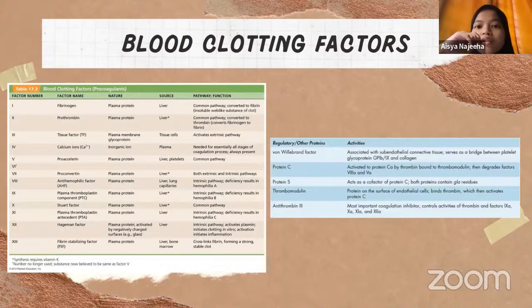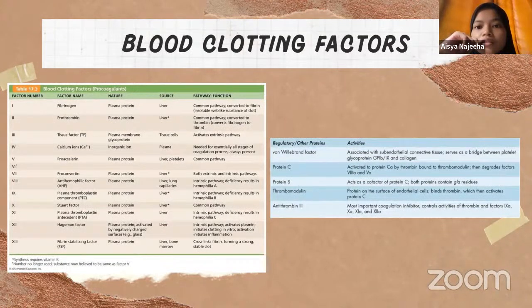The second one is factor number 2. Its name is prothrombin, and like fibrinogen, it is a plasma protein and can be found in the liver. It is also involved in the common pathway, where it will be converted to thrombin. The third one is tissue factor. Its nature is plasma membrane and glycoprotein. It can be found in tissue cells. It will activate the extrinsic pathway.